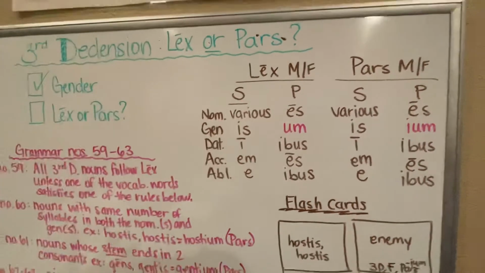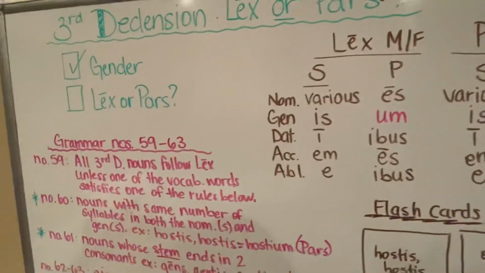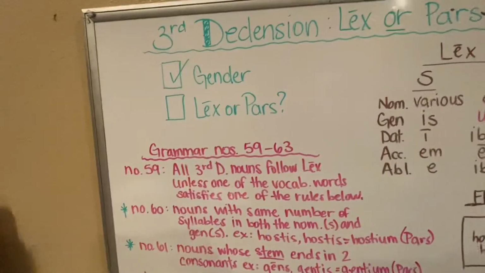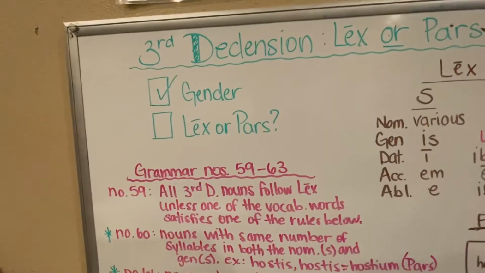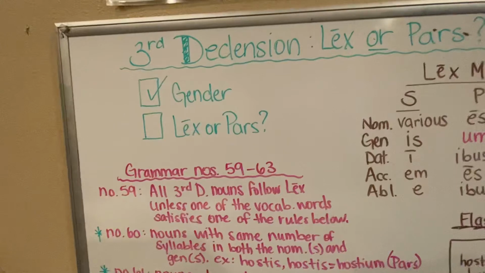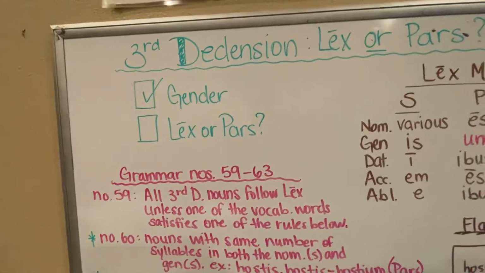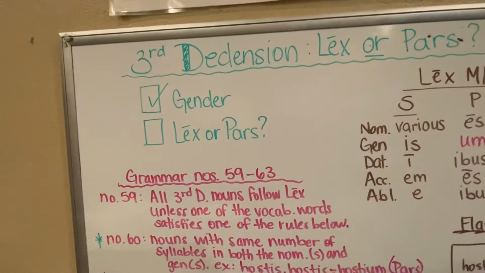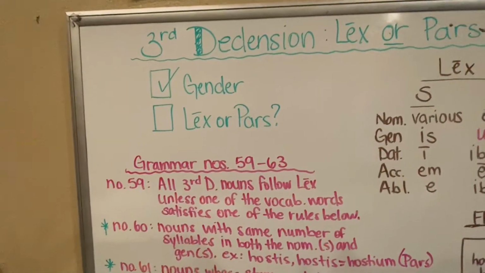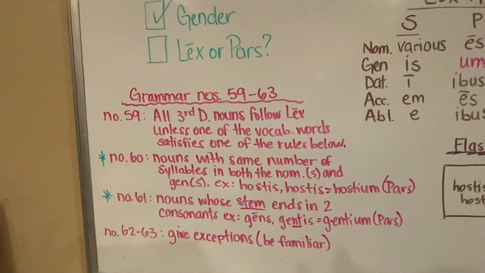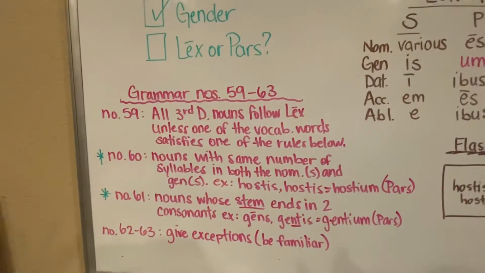In order to do the gender last time, we had rules that we had to follow for the gender, and those are covered in the last video. And then there was a fun little bookmark with a flow chart that walks you through exactly how to determine gender. So now we're going to determine, using the rules listed here, if it's a lex word or a pars word.